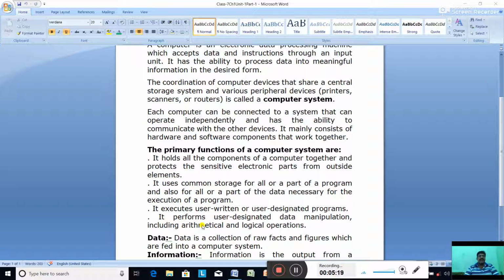So arithmetical operations means addition, subtraction, multiplication, division, and logical operations are AND, OR, NOT. So these are the four primary functions of a computer system. What can I see? First is what?